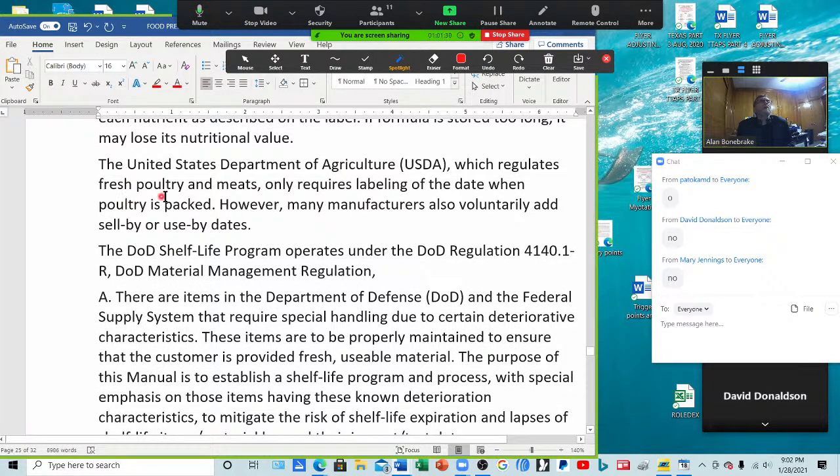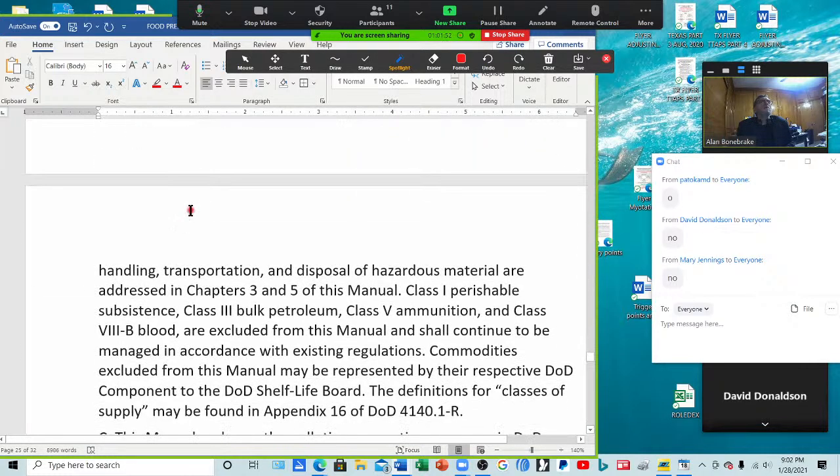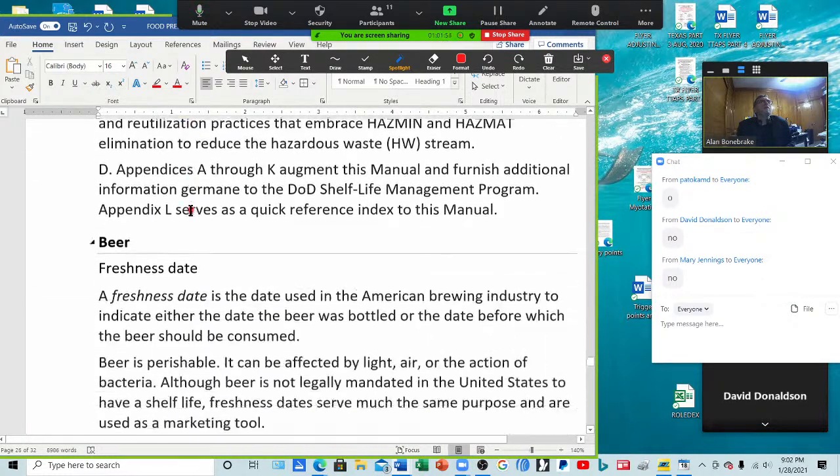USDA regulates fresh poultry and meats, and only requires labeling of the date when the poultry is packed. However, many manufacturers also voluntarily add sell by or use by dates. The DOD shelf life program operates under the DOD regulation, and it goes into the federal system.